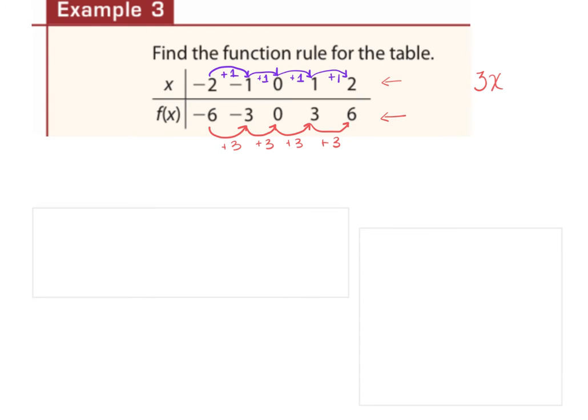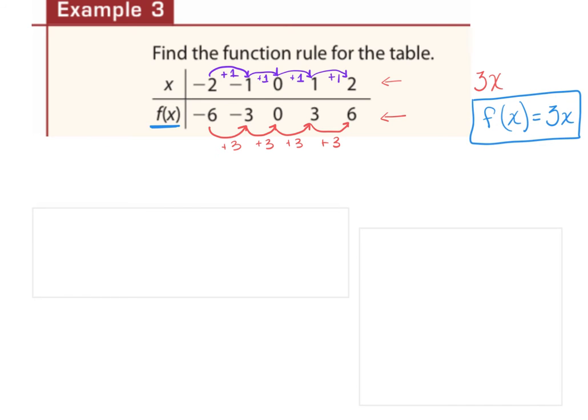And so the way I could write this rule, and we are using function notation because it said f of x, to find my y value or my output, I would take my x value and I would multiply by 3. And that would give me my function rule.